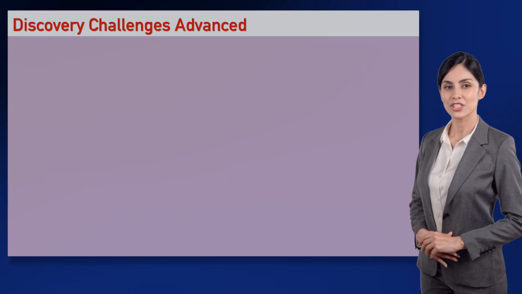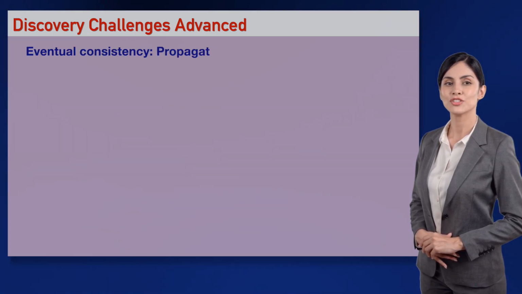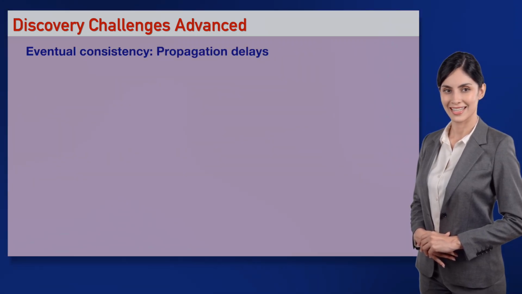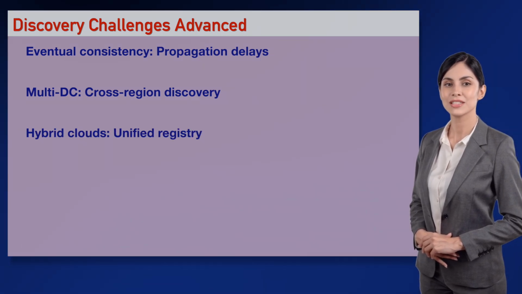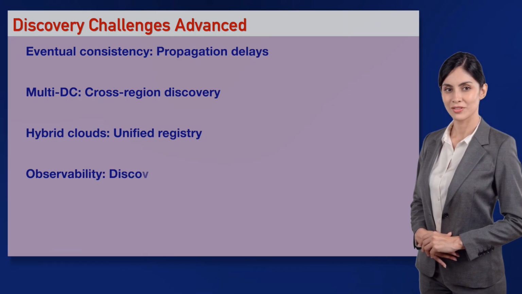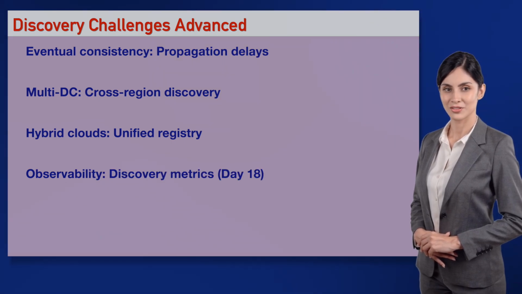Advanced discovery challenges: handle eventual consistency in distributed registries with propagation delays. For multi-DC, use federated discovery. In hybrid clouds, maintain a unified registry view. Add observability with Day 18 metrics on discovery latency and failure rates.